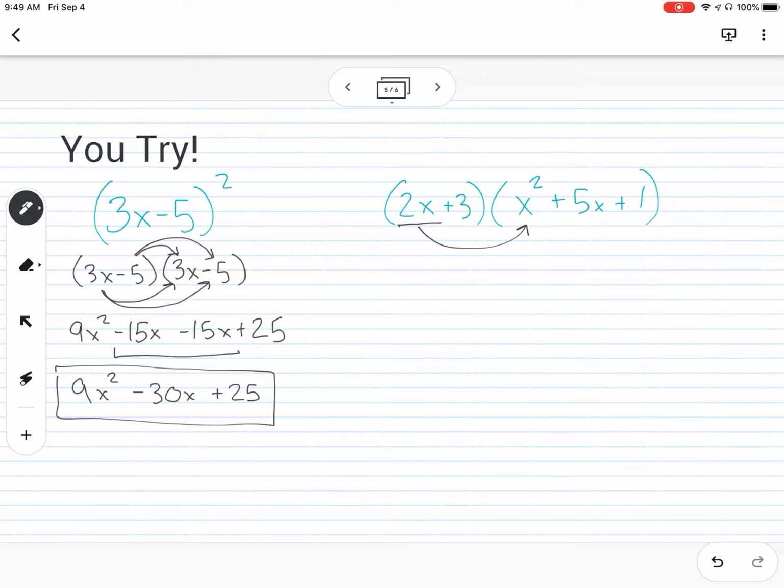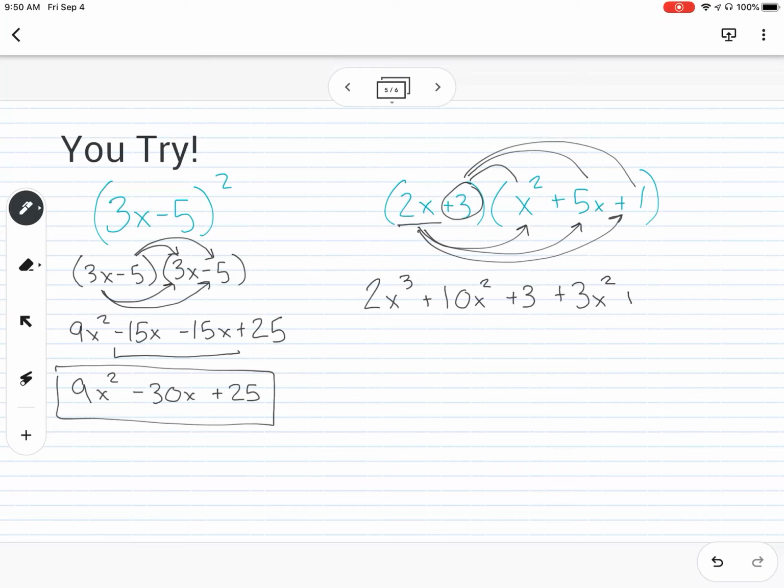For my second problem, I'll take the 2x and distribute it first. So 2x cubed plus 10x squared plus 2x. And then I'll take the 3 and distribute that to those. So 3x squared plus 15x plus 3. I forgot my x. This number was very wrong. I don't know what I was doing there. That should be a 2x.